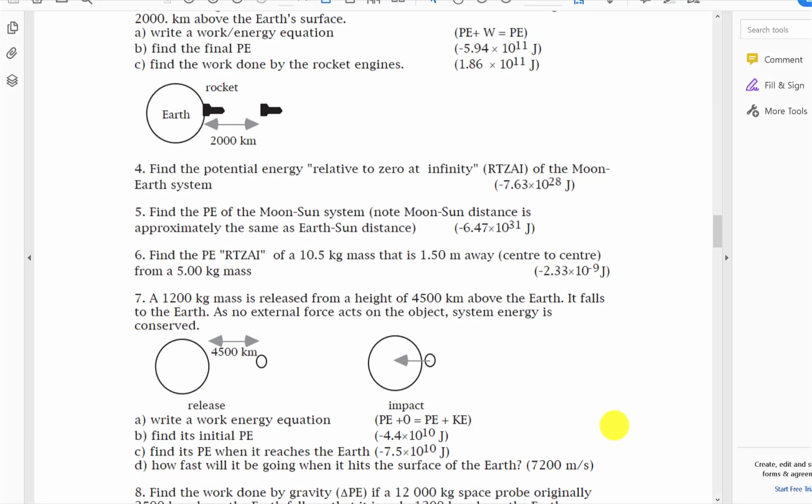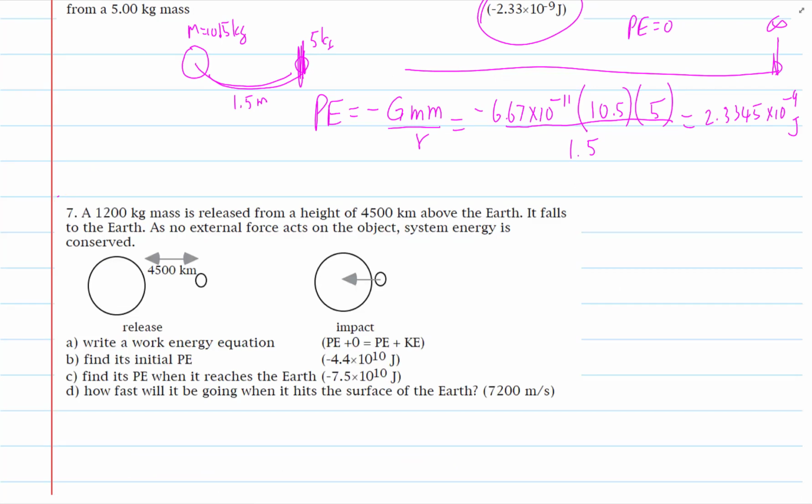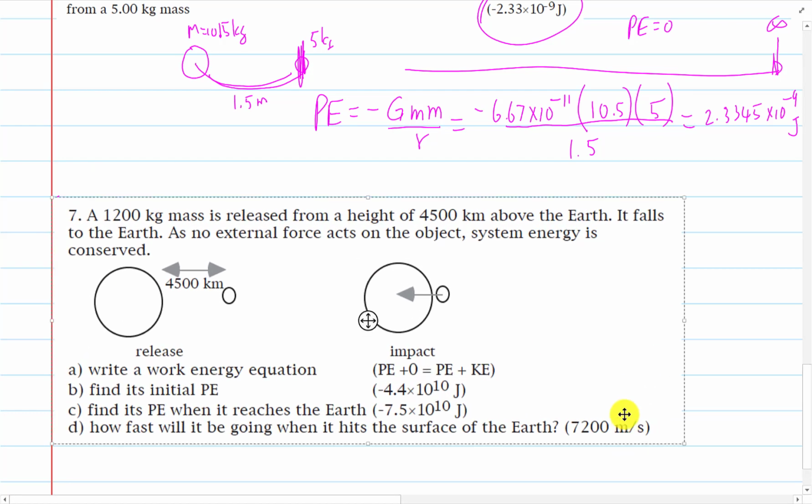I love this question, or anything like it. Lots of them on provincial exams. Okay, here it is. A 1,200 kilogram mass is released from a height of 4,500 kilometers above the Earth, and it falls to the Earth. And no external forces are acting on it. There's no friction. The system energy is conserved. Okay? A, what is the work energy equation?